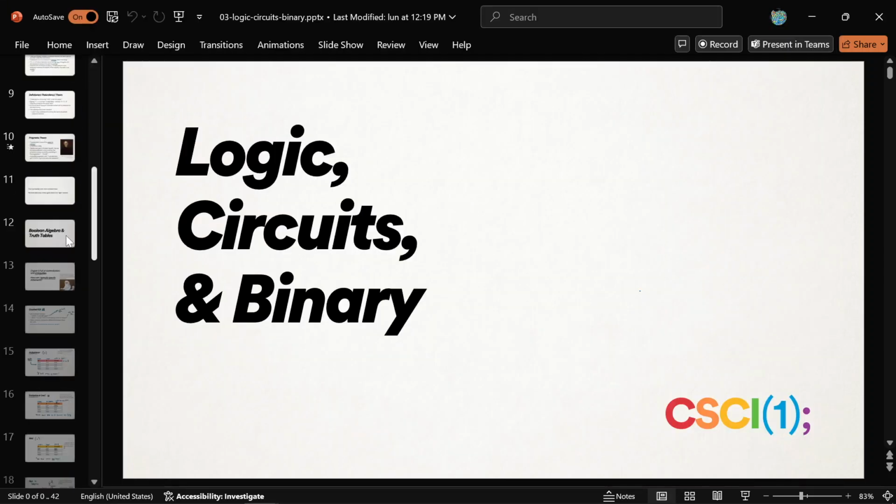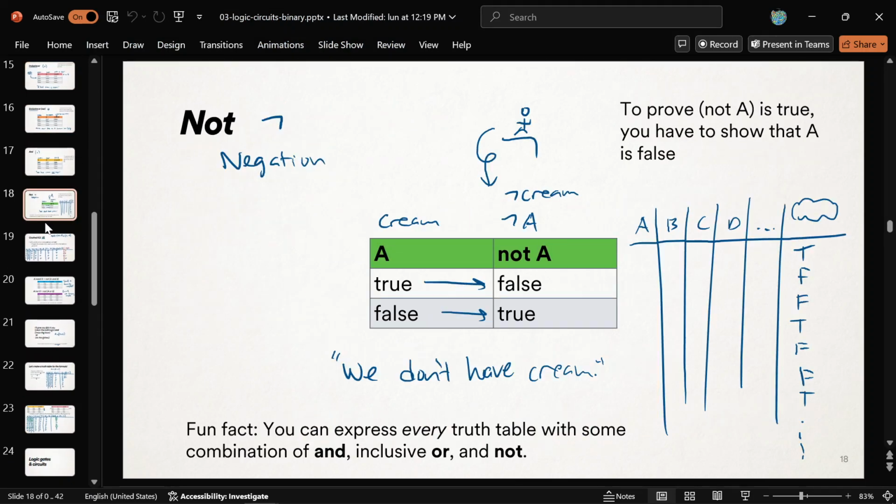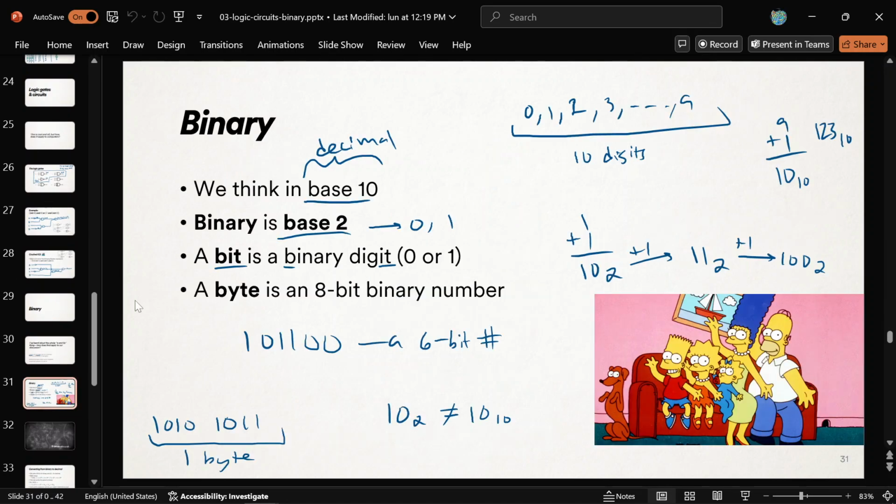All right, so where were we? We learned some very cool logical combinators: and, or, not, exclusive or. We made fancy truth tables, and then we got into binary. So let's go back to this slide.